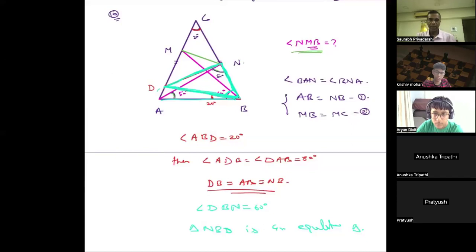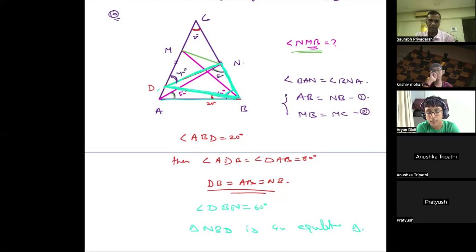Can you find the angle MDN? MDN, this angle. What is this angle? 40. Right? Everyone getting this? How are we getting 40? 80 plus 60 plus theta equals 80. Yes, everyone getting this? This is 40 degrees, right?